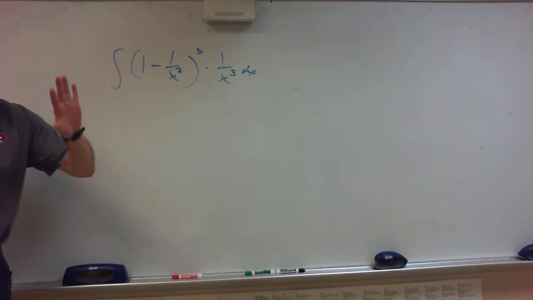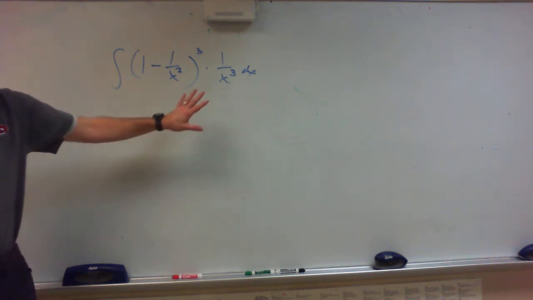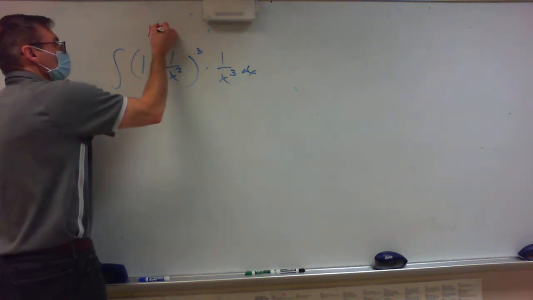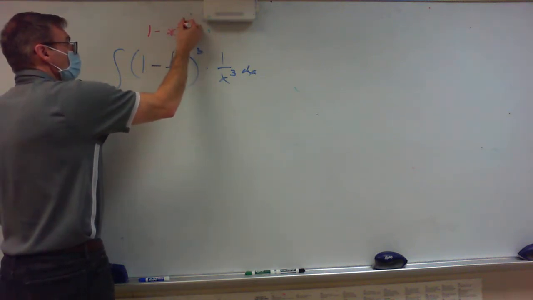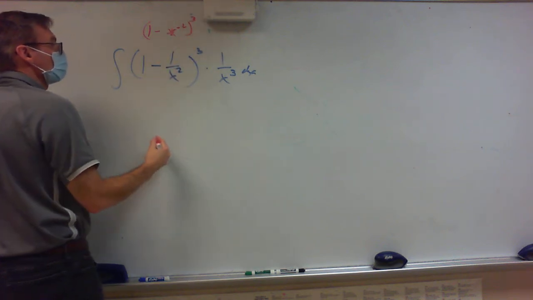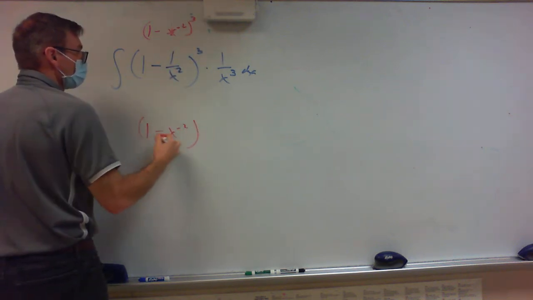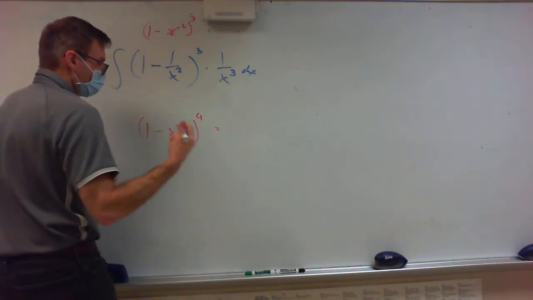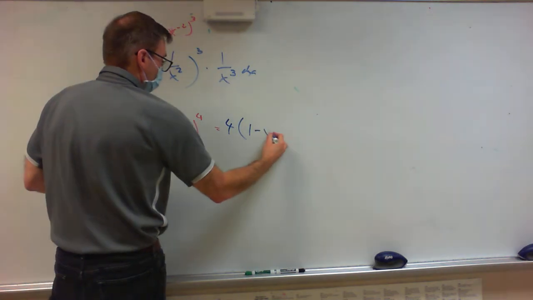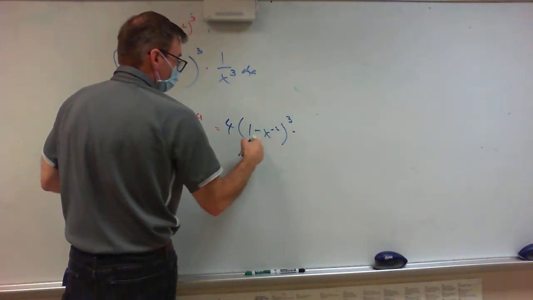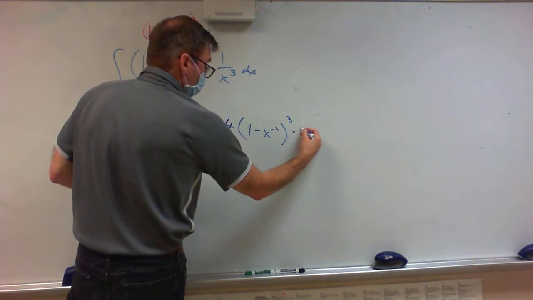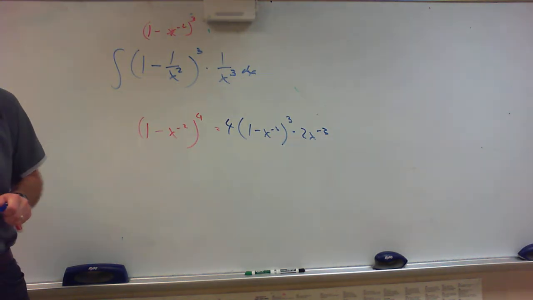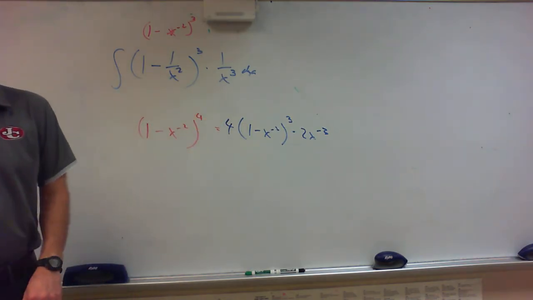When you took the derivative, did your derivative get close to this? I think of this as 1 minus x to the negative 2 cubed. So my guess is going to be 1 minus x to the negative 2 to the fourth. When I take the derivative of that, it gives me 4 times 1 minus x to the negative 2 to the third, times the derivative of this, which is going to give me 2x to the negative 3. Is this close to this? Yes.